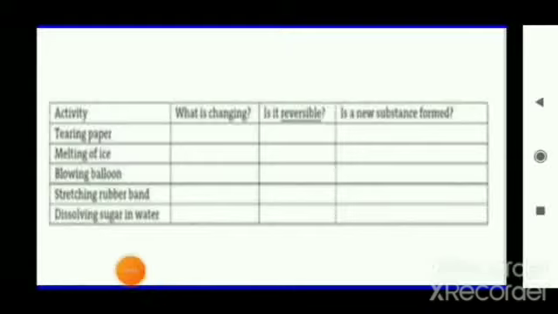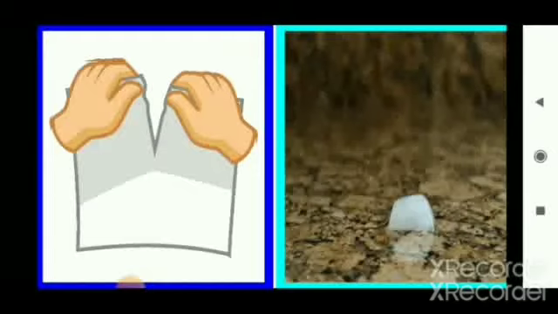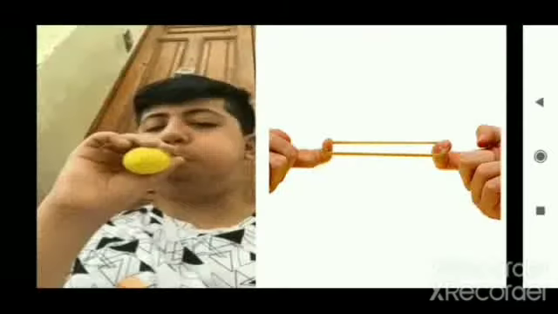I think all of you had completed this activity, right? You can see the pictures here also. The first picture is of tearing a paper. The second picture is melting of ice. The third picture is when we blow air into a balloon. And the fourth one is when we stretch a rubber band. Right?